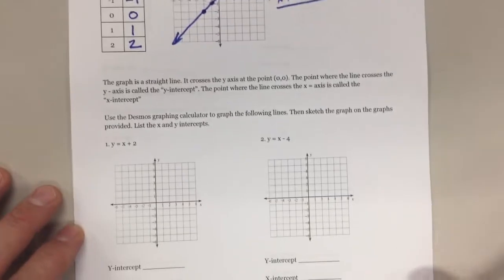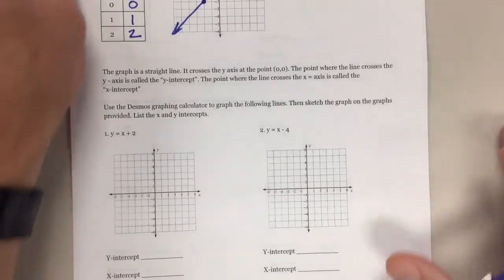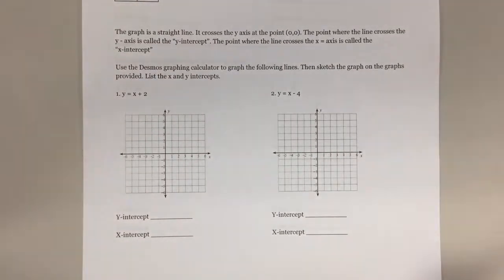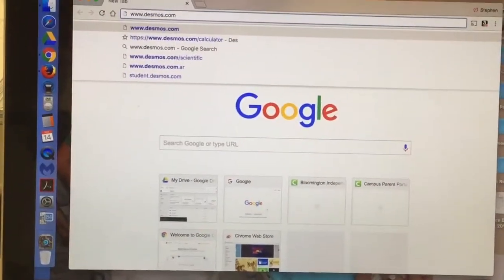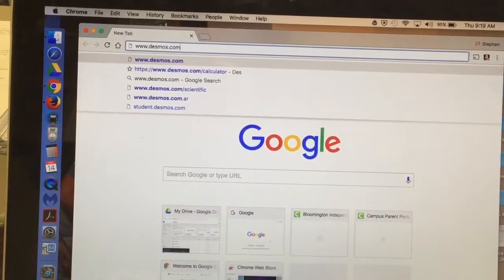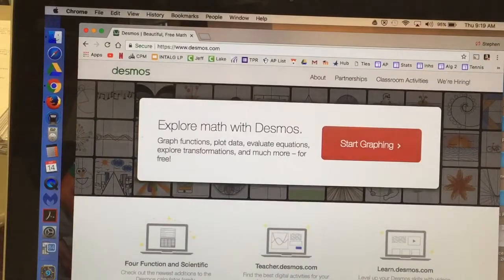Now, for the rest of this activity, what I would like you to do is use the Desmos graphing calculator that is online. You've probably done this before, okay? What you have to do is on your Chromebook, go to Desmos.com, you can see it in the upper left-hand corner, desmos.com, hit enter, and then you can say start graphing.